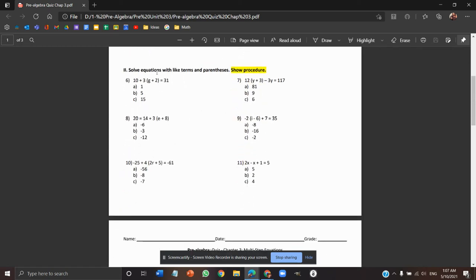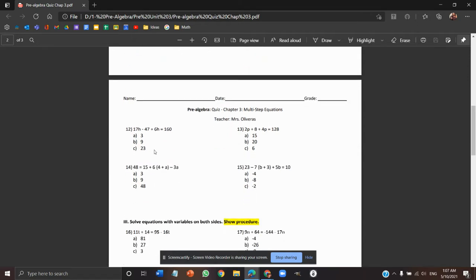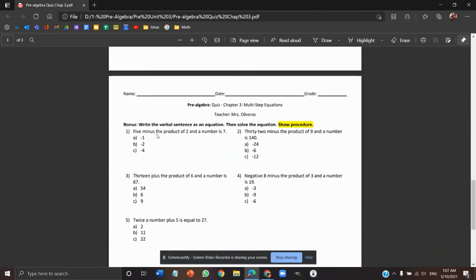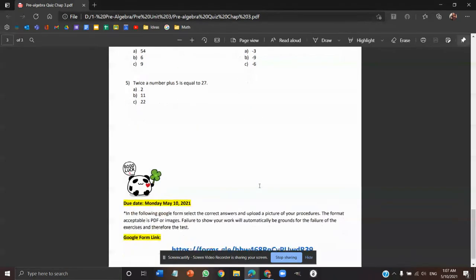Then you have solve equations with like terms and parentheses, and then you have a few more. Then you have solve equations with variables on both sides, and then you have a few more. Then you're gonna have your bonus. In your bonus, it says write the verbal sentences as an equation, meaning that you're gonna read that sentence, you're gonna write that equation, and then you're gonna solve that equation. And depending on your results, that is the one you're gonna choose.